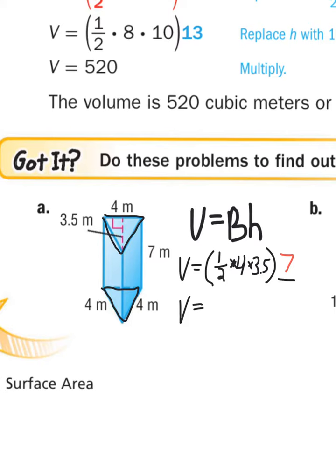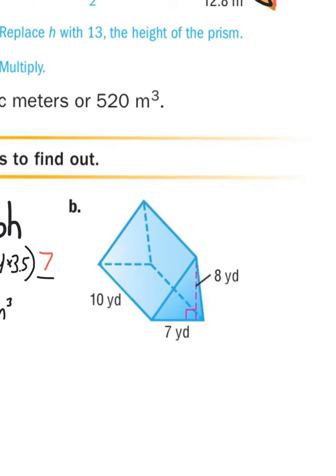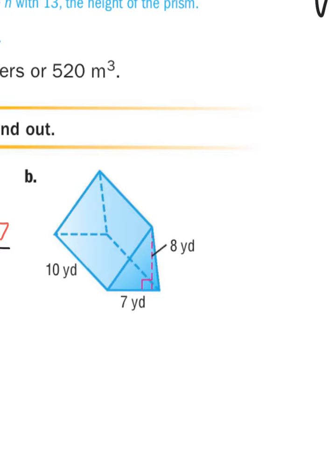All right, let's see if you got it. Now, I'm going to do a little bit of mental math because I don't have a calculator on me. So half times 4 is 2. 2 times 3.5 is 7. 7 times 7 is 49. So your volume should be 49. And did you remember cubic meters? Okay. So I helped you a lot with A. B, I'm going to help you less. I'm going to kind of get you set up, and then I'm going to let you go and do it.